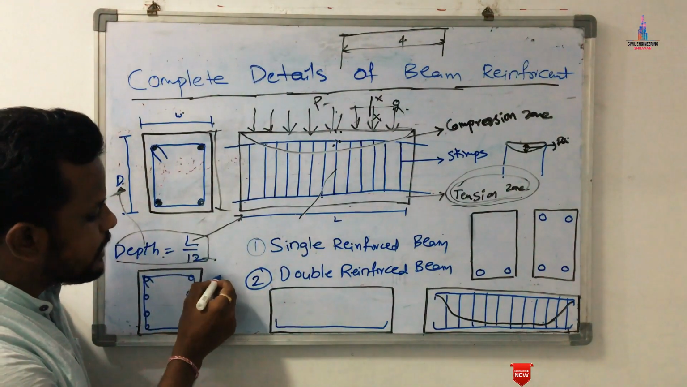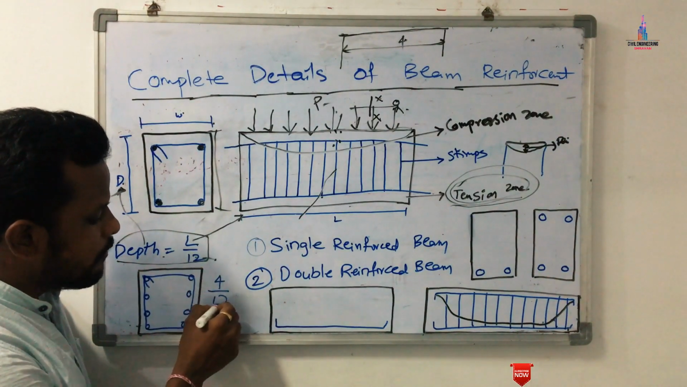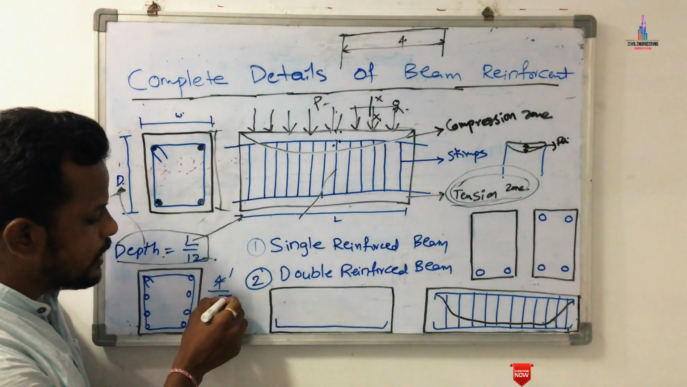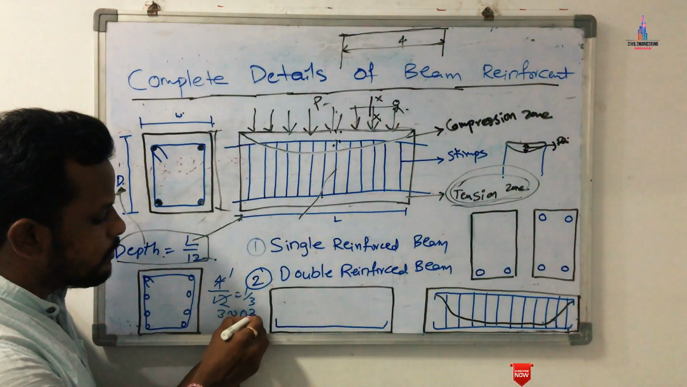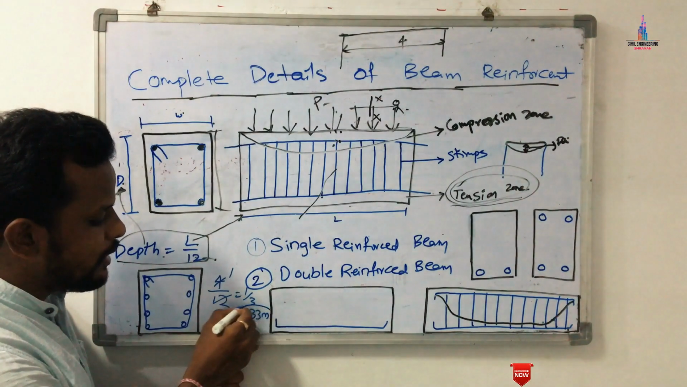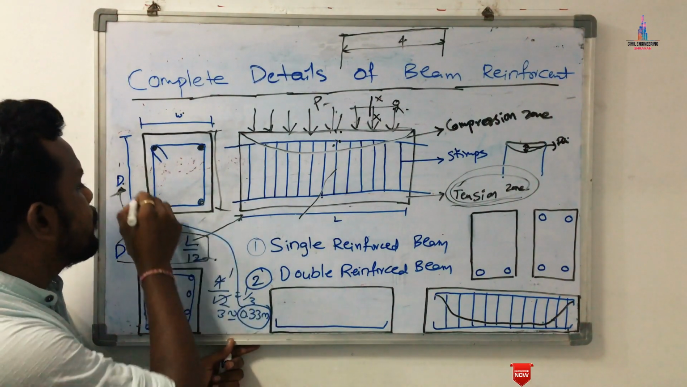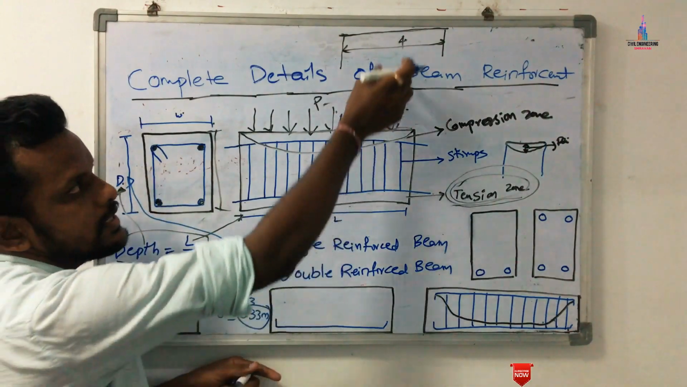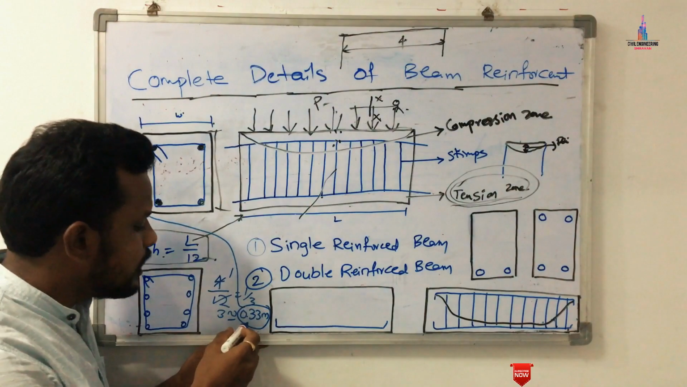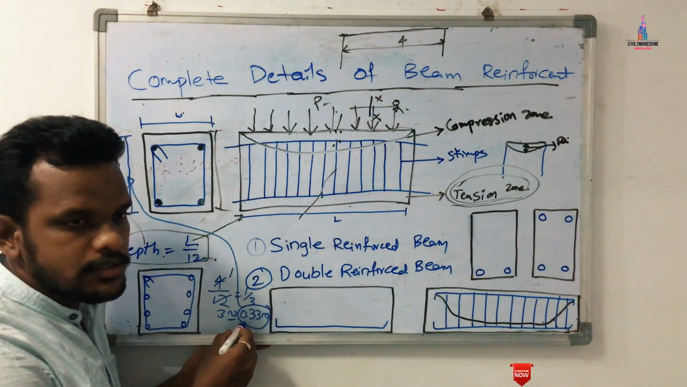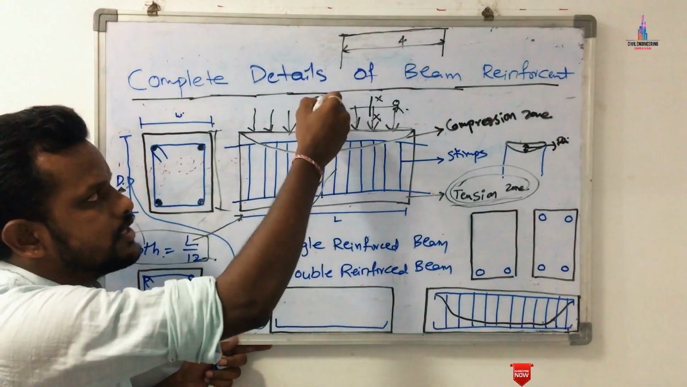Let us consider the length is 4, divided by 12, which is equal to 1 by 3, which is approximately 0.33 meter. So the depth of the beam we need to consider here is 0.33. If you increase the center to center distance between the column sections, the depth of the beam also increases to resist the respective loading condition.